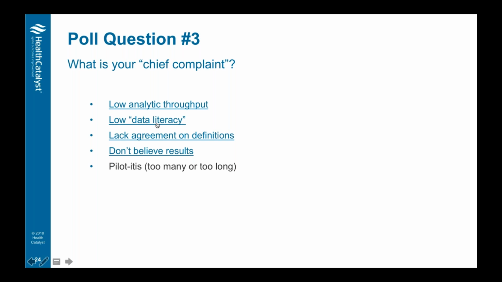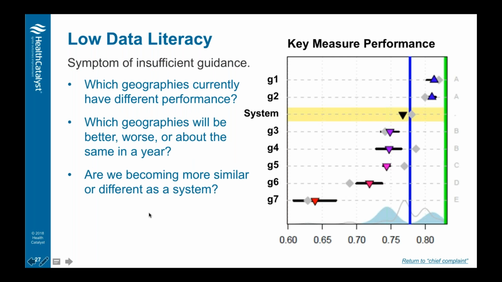I had to wiggle the mouse there, so I'm going to click on low data literacy. And it's going to take a moment. I'm just going to describe what we're looking at. But the idea here is we often say that, well, the problem in our organization is that we can't provide people with more sophisticated analyses. They won't be able to understand them. So please just give me my standard business intelligence report that looks beautiful.